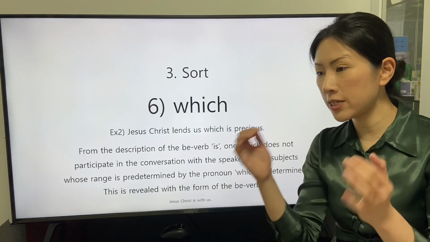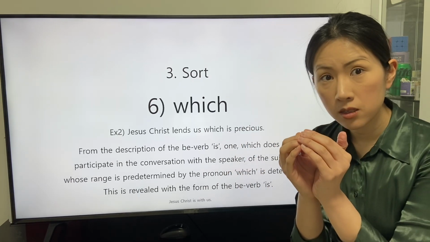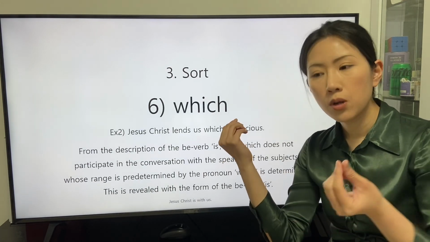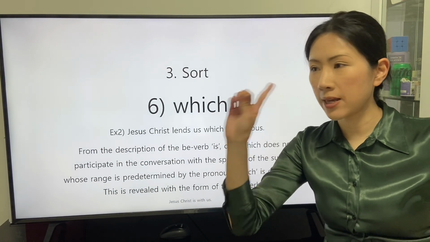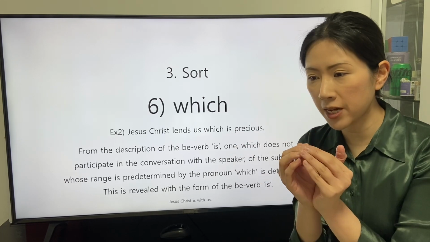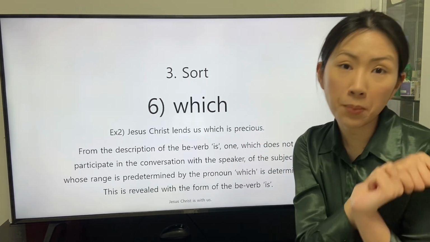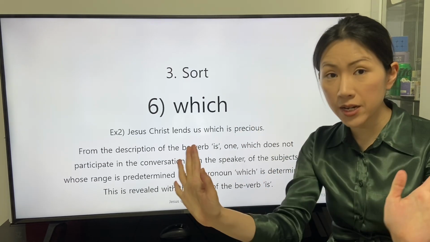The speaker describes the subject with the be verb is. The listeners can understand that the chosen subject is singular and does not participate in the conversation with the speaker.